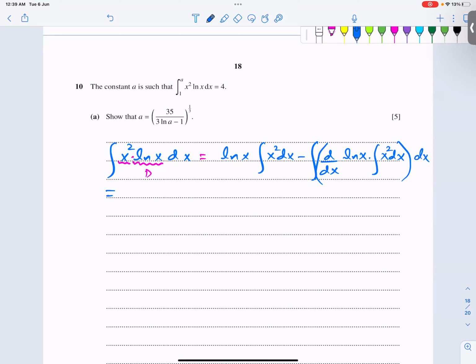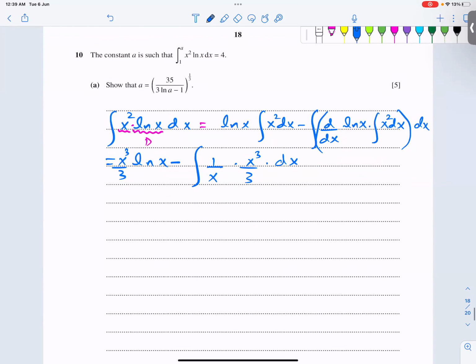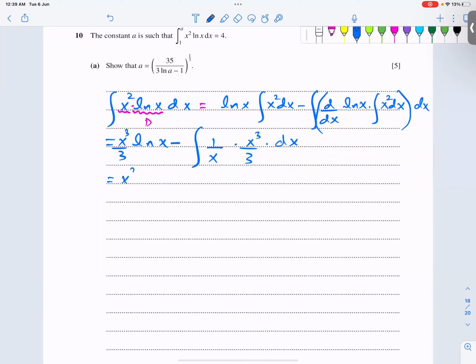Square, you will find x cube over 3. So I will write here x cube over 3 minus the derivative of ln of x, which is actually 1 over x. The integral of x square is x cube over 3. And the outer differential is as it is. Next, x cube over 3 ln of x minus, this will become 1 over 3. X cancels out with x cube, so inside will become x square.